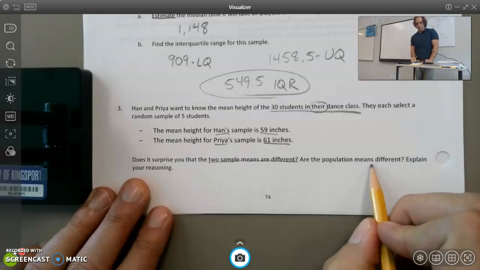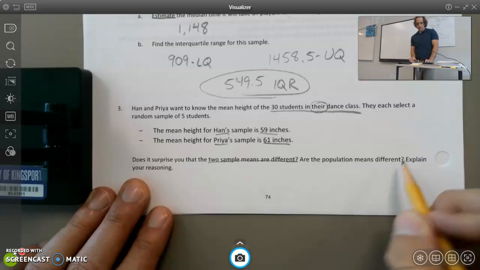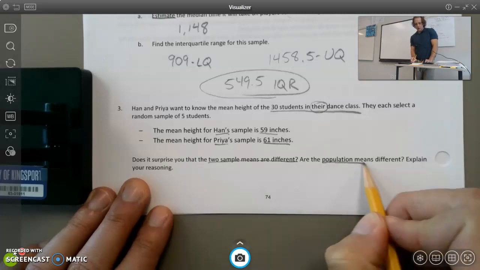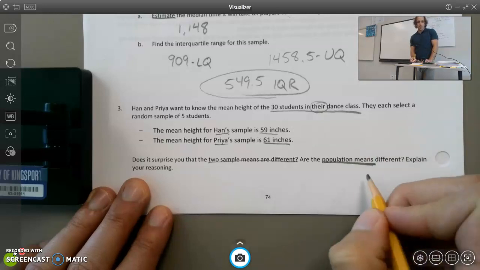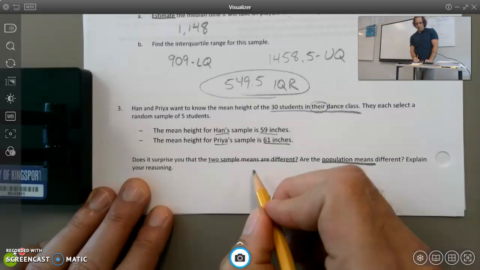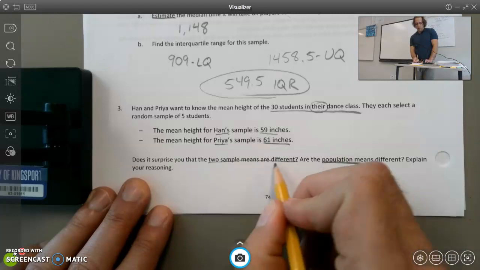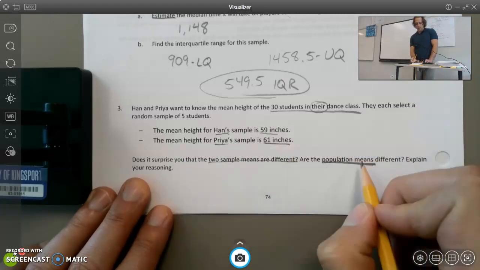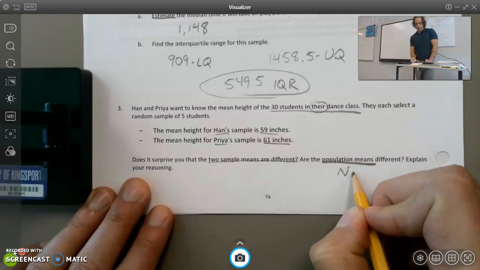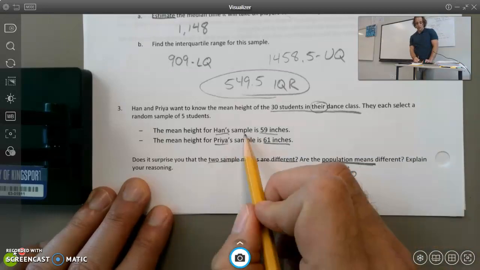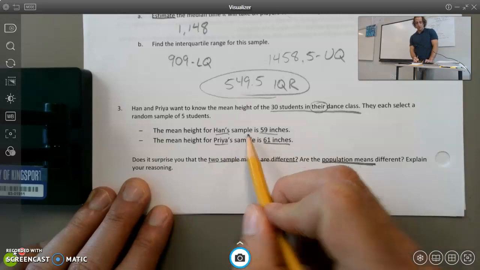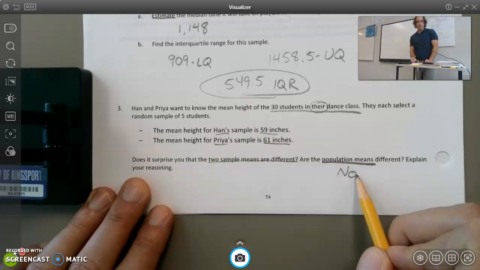Are the population means different? Well, the population mean would be if we actually found the average of the population. So, this does not surprise me, but are the population means different? No, they are not different. They would be the same. Our sample was different, but the population is not different. The population is the same.